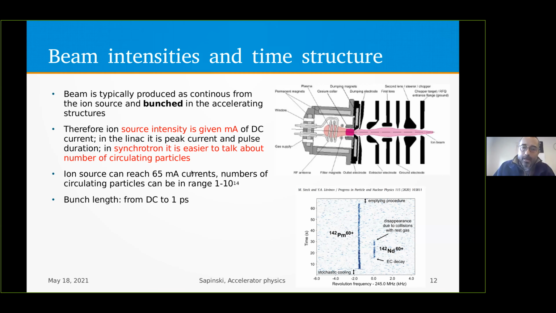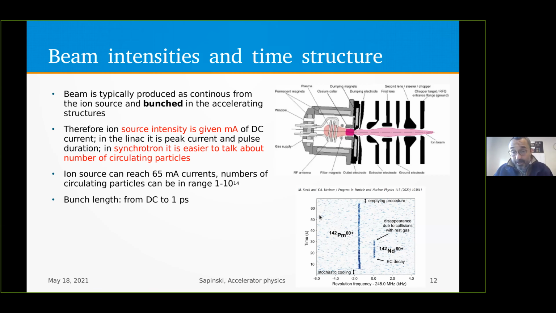And the number of circulating particles can reach any number between 1 and 10 to the 14. It's quite amazing, right? We can actually have one circulating ion or electron, and we can even measure it, or we can have 10 to the 14 circulating particles, an enormous number, and we can also measure it.